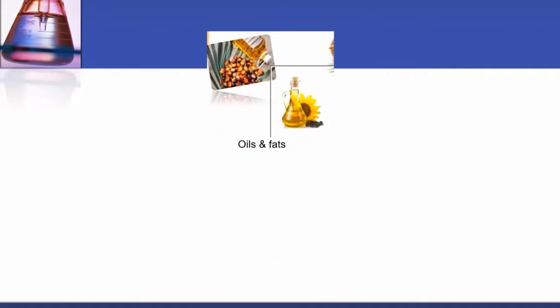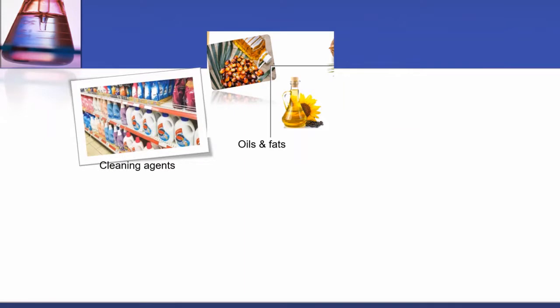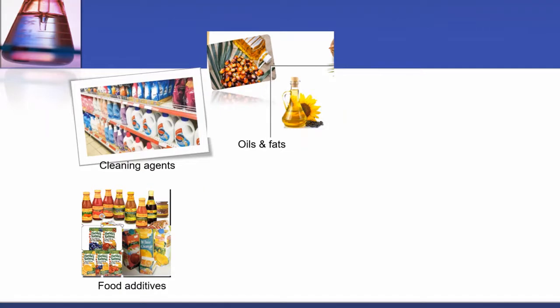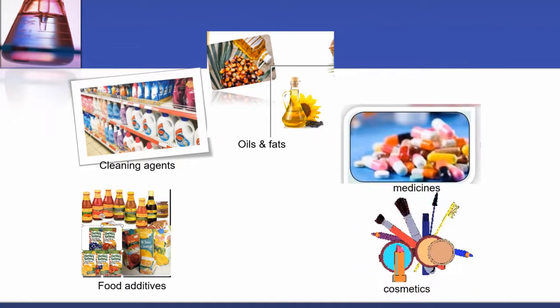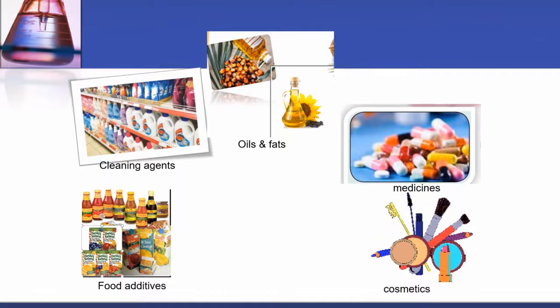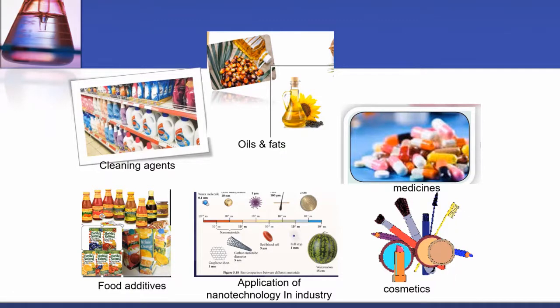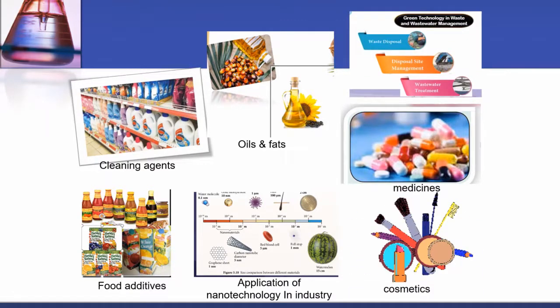There are 6 subtopics in Form 5 Chapter 5. Number 1, oils and fats. Number 2, cleaning agents. Number 3, food additives. Number 4, medicines and cosmetics. Number 5, application of nanotechnology in industry. And lastly, application of green technology in industrial waste management.